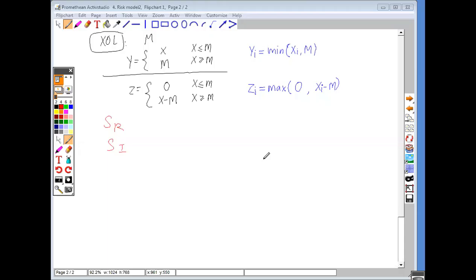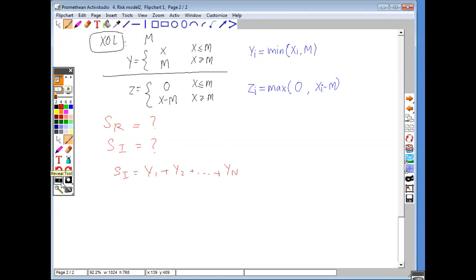Yeah. So now if I have to figure out my SR and SI, what am I going to do? What am I going to need specifically to figure out these? Again, I can rewrite my SI like in the previous case as just a summation of Yi's. I know that my Yi will either take whatever value my X has, or it will take the value of M. It will never take a value higher than M.